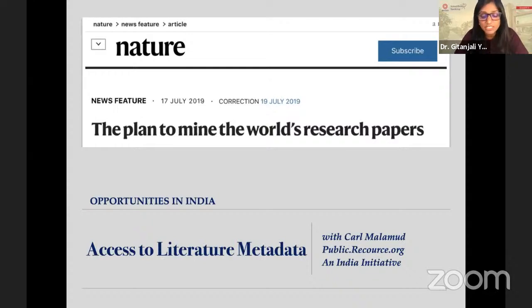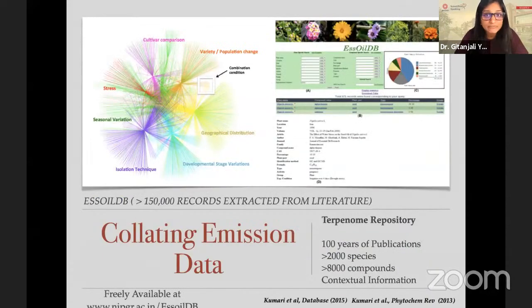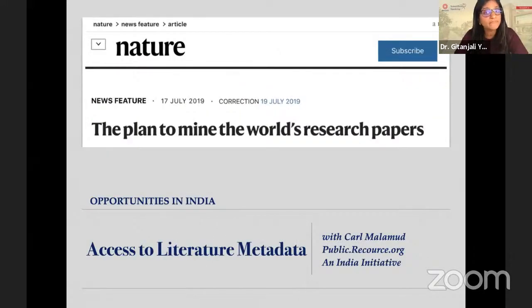This work began 15 years ago, and we created the essential oil database, which is freely available to any one of you who is interested in wanting to see any of these 150,000 records that we have, spanning 100 years of publications, representing 8,000 compounds and many species. And now we want to have everything from everywhere in the world, and we want open access to data, where Carl Malamud, the president of Public Resource, is helping us.